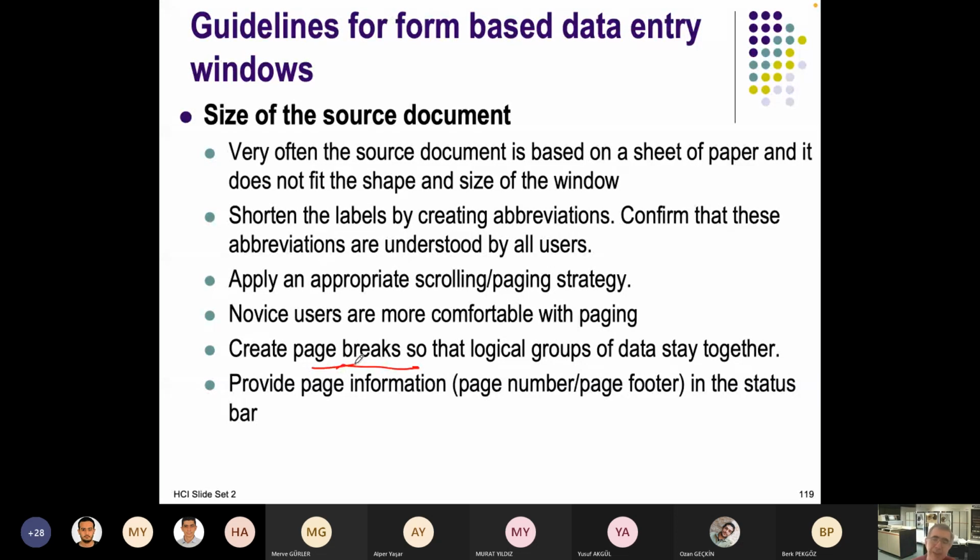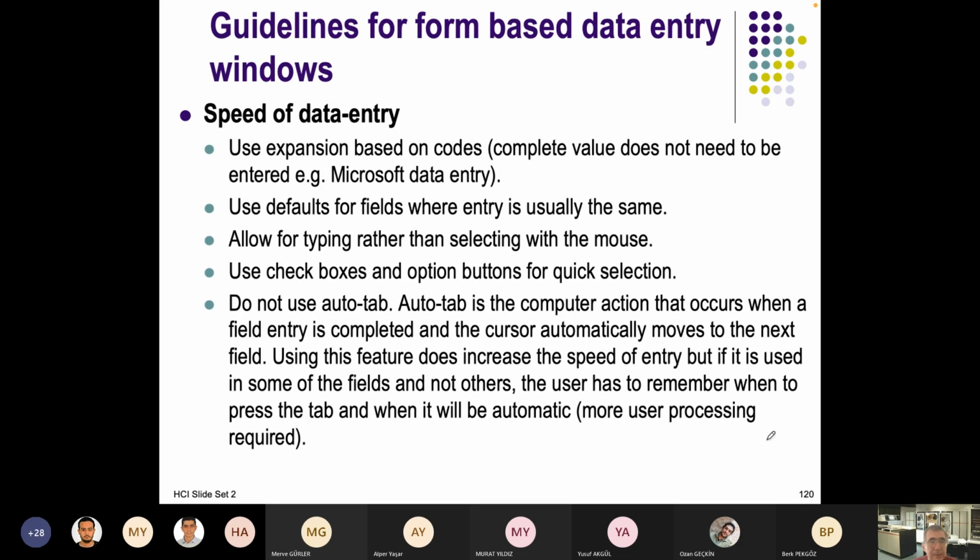And you may have multiple pages. You may have page number and page footer. When you have a multiple page form, you may have 1 of 3, 2 of 3, 3 of 3, and submit. So that should be displayed at the top and at the bottom in the status area. We have set this.